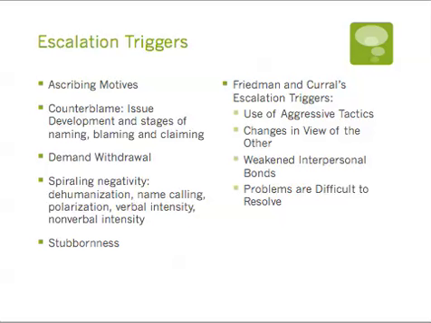Weakened interpersonal bonds is also an escalation trigger. And when a conflict starts to escalate, that is going to usually weaken the interpersonal bonds between people because they're frustrated. They will start to question the longevity and the ongoing nature of their interpersonal relationship. And it's easier at that point to then engage in those aspects of escalation that we talked about, like ascribing motives, counterblaming. Then finally, you have problem being difficult to resolve.